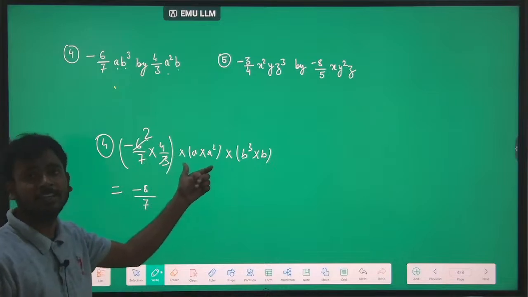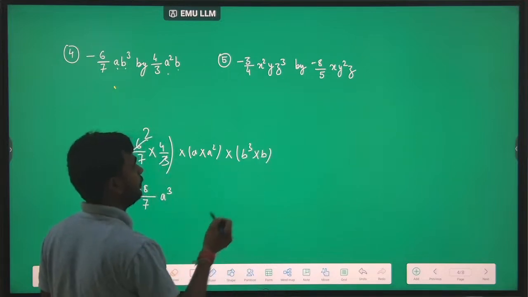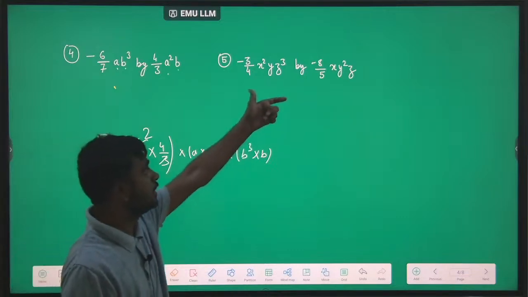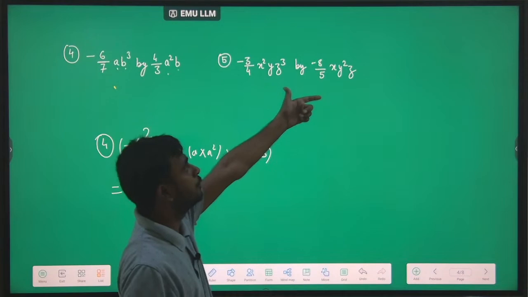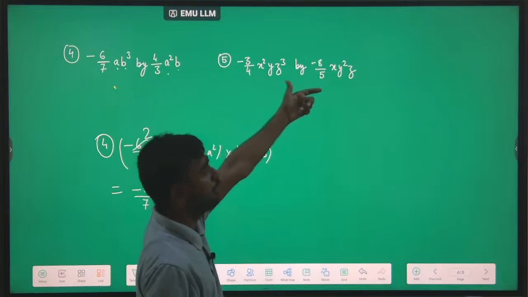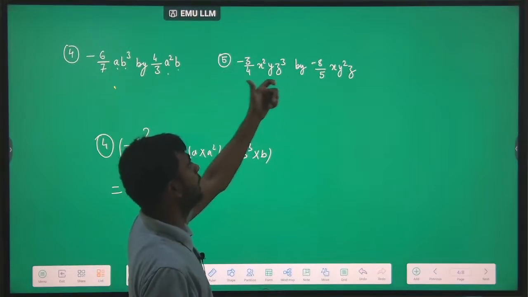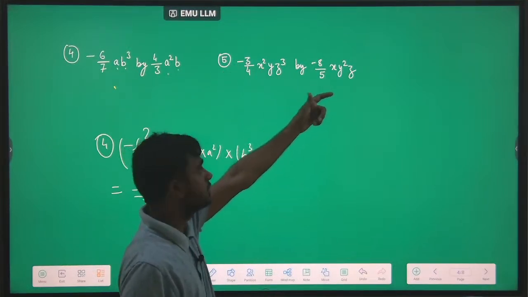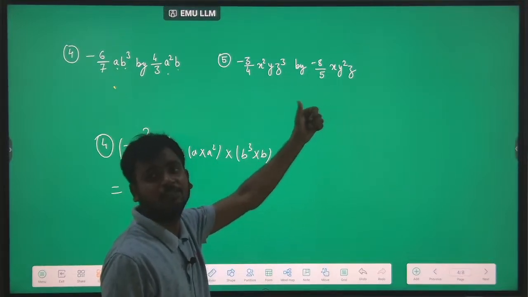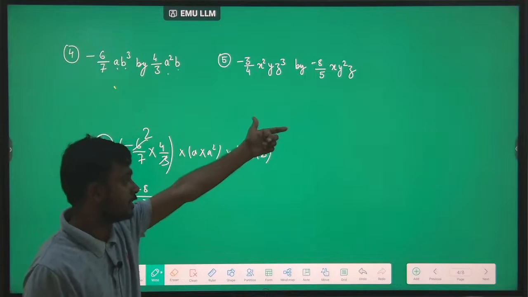A into a square will be a cube. So it will be a cube, and b cube into b, that means powers will be added. So it will be b to the power 4. You are getting it? The next question is minus 3 by 4 multiplied with minus 8 by 5, this term. Okay. So what we are going to do? Minus 3 by 4 will be multiplied with minus 8 by 5. Minus into minus is plus. So the value will be plus 3 into 8 by 4 into 5. X square into x, y into y square, and z cube into z. We have to multiply this and we will get the answer. Okay. So you have to do it by yourself. This is homework for you.